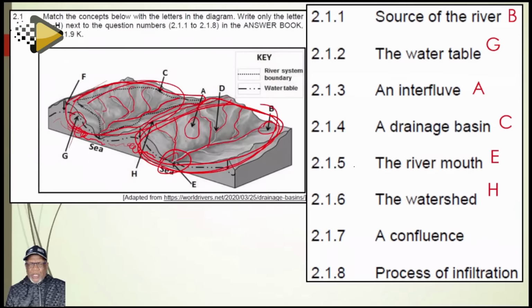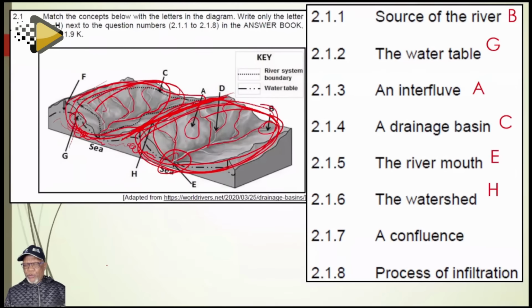Then we have a watershed. There is your watershed. We have a drainage basin this side, another drainage basin this side. They are separated by a watershed. Don't confuse watershed and interfluve. Interfluve separates the streams within the same drainage basin, but the watershed separates two or more drainage basins.